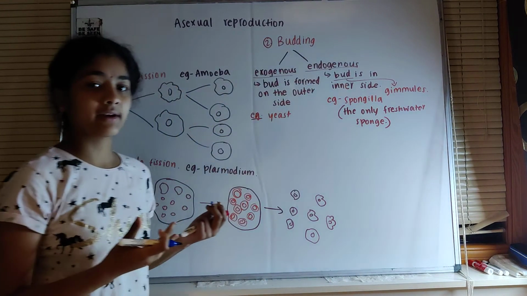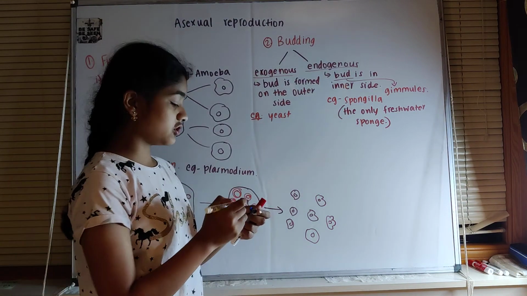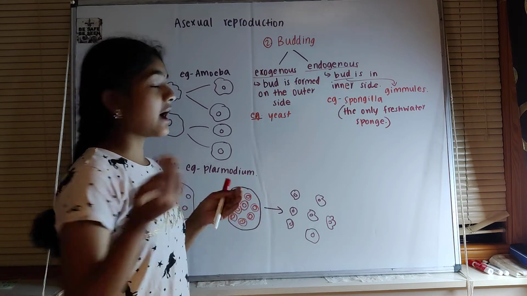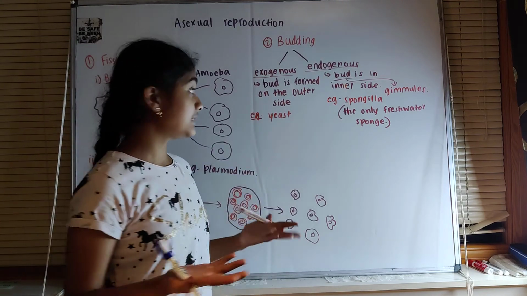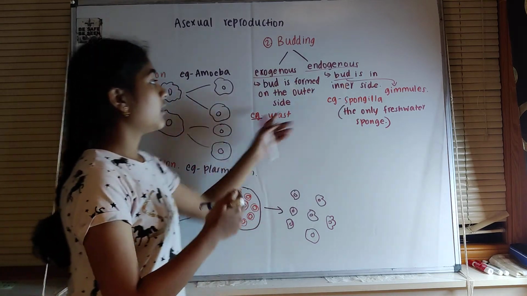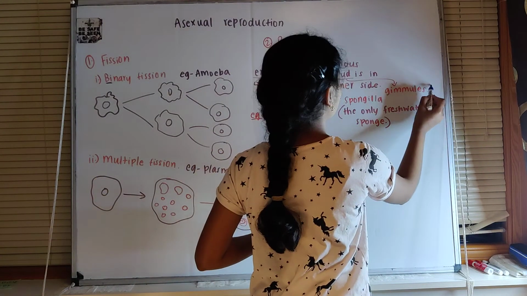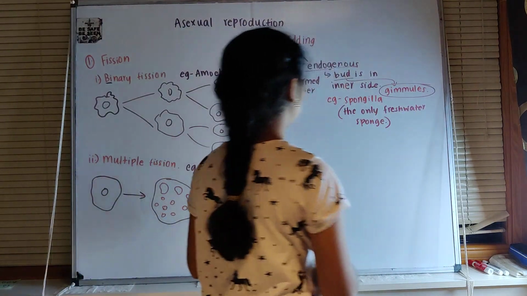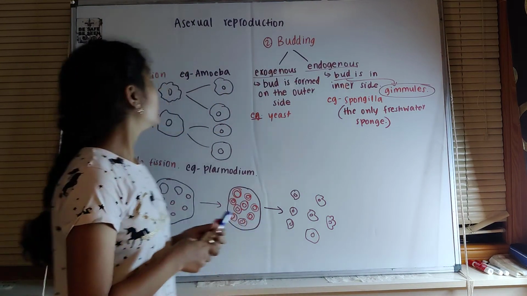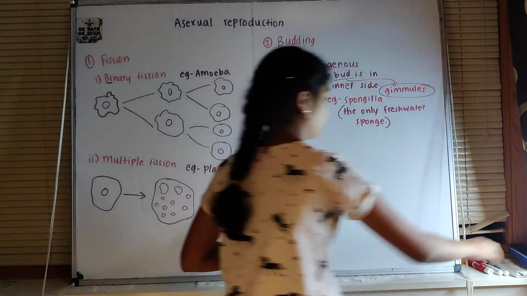This is the second type of asexual reproduction, which is budding. So we have exogenous budding and endogenous budding. Exogenous budding is where the bud is formed on the outer side. Example is yeast. Endogenous budding is where the bud is on the inner side, and the buds have a special name here. In endogenous budding, they're called gemmules, and example is spongilla. Spongilla is the only freshwater sponge. Now let's move on to the third one.